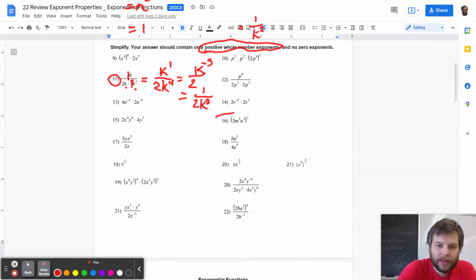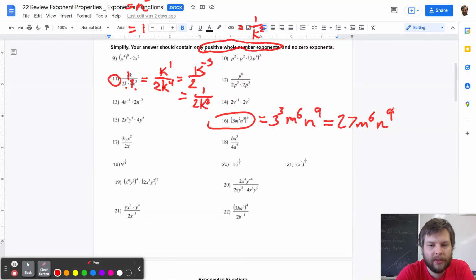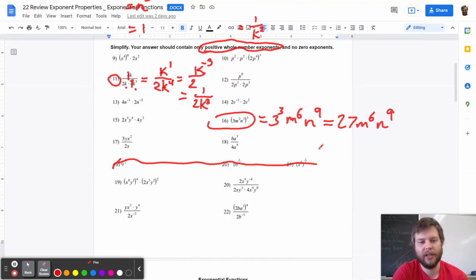Skipping along to number 16. This is that distributive idea I was talking about just a second ago. 3 to the third, m squared to the third becomes m to the sixth. N cubed to the third becomes n to the ninth. So altogether we got 27, m to the sixth, n to the ninth. You don't have to worry about these 3 problems. We took off the fraction exponents this year. Let's do one more. Let's look at problem 20.